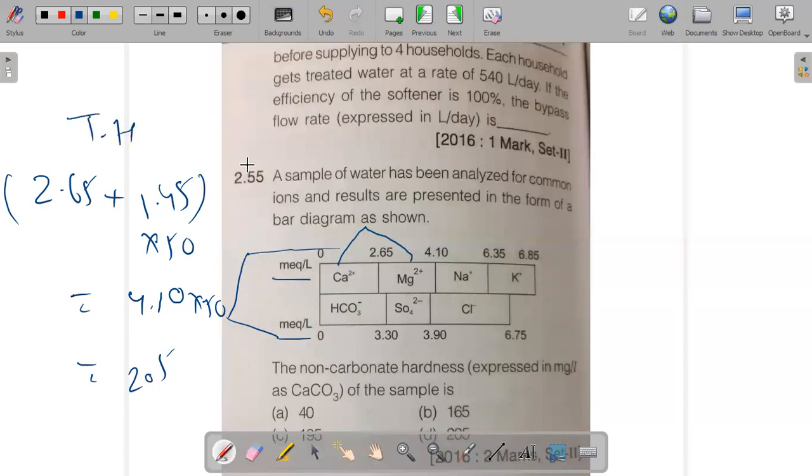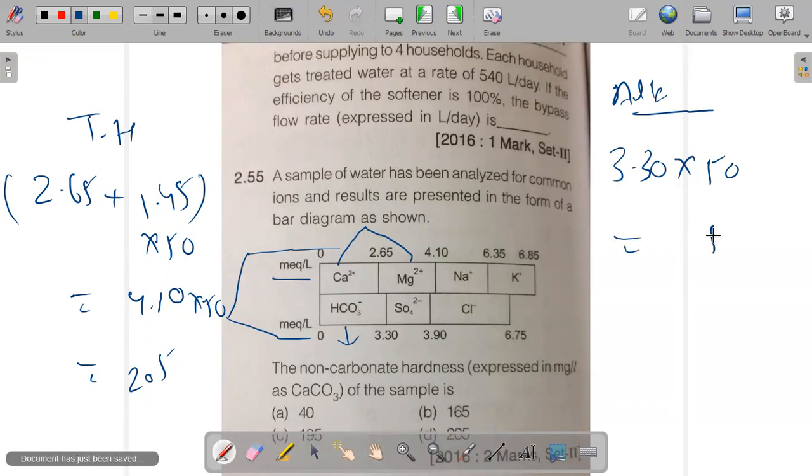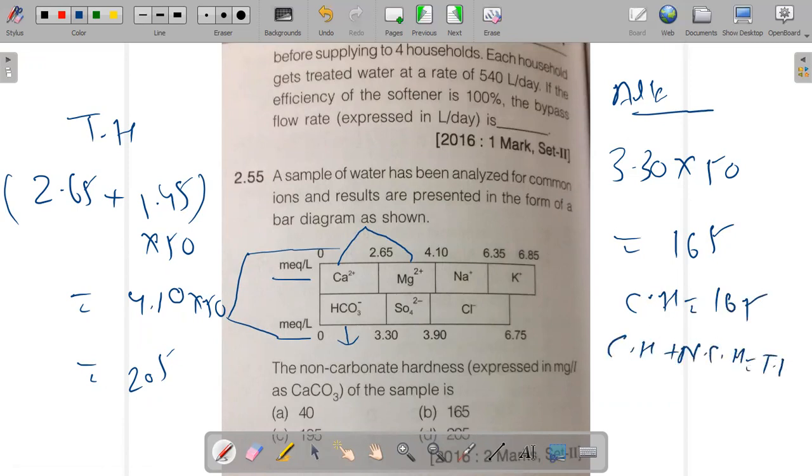Let's find the alkalinity. Here alkalinity is due to HCO3- only. So 3.30 multiplied by 50, and you will get a value of 165. That is the alkalinity, so our carbonate hardness is equal to 165. Carbonate hardness plus non-carbonate hardness is equal to total hardness. So non-carbonate hardness is equal to total hardness minus carbonate hardness, that is 205 minus 165, which is equal to 40. So option A is the correct answer.